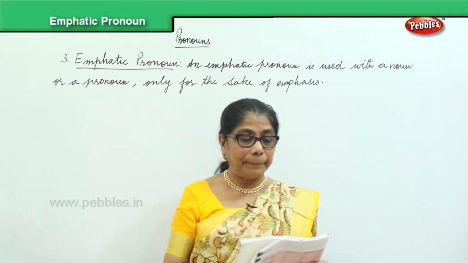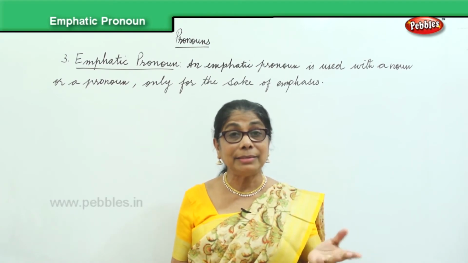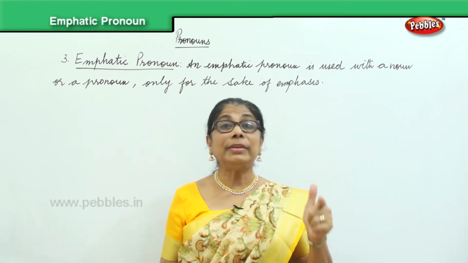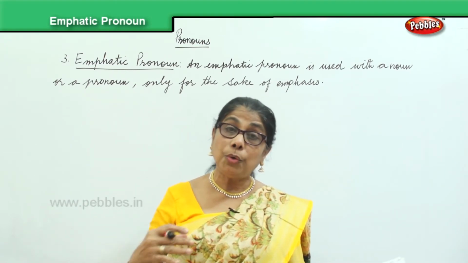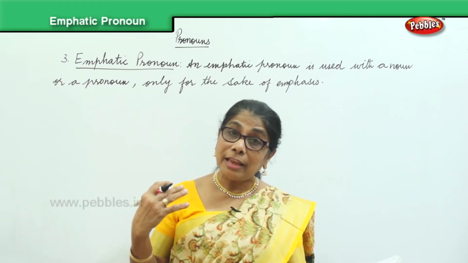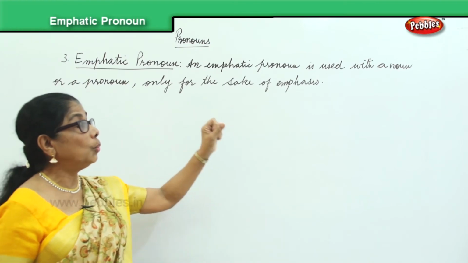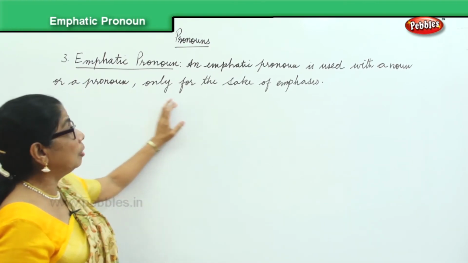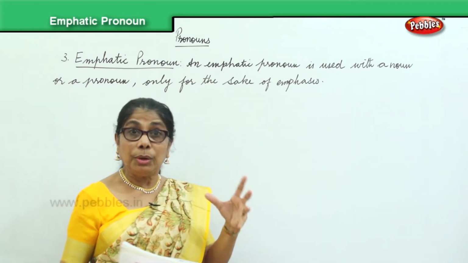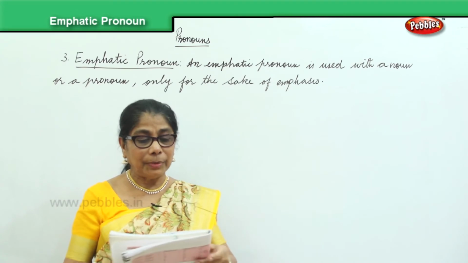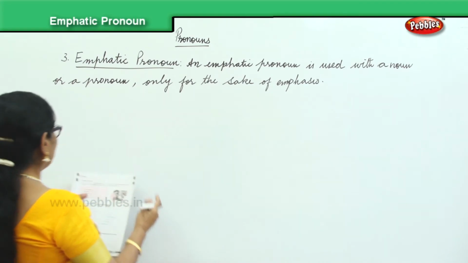Now we look at some examples. So we said we have done pronoun. There are 9 kinds. We have done personal pronoun. We have done reflexive pronoun. Now we go into emphatic. When you say emphatic pronoun, we are talking about emphatic pronoun used with a noun or a pronoun for the sake of emphasis, emphasizing something. You want to say, this is it. Now let's look at the examples for us to understand better the emphatic pronoun.